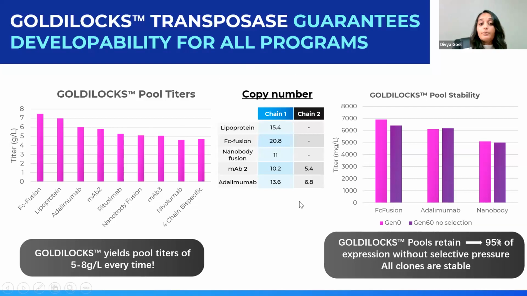And here's some actual copy number data on some of these pools. So for single chain molecules, we can see about 11 to 20 copies per cell. And for mAb, the combined is about similar between the heavy and light chain, about 10 to 20 copies per cell.